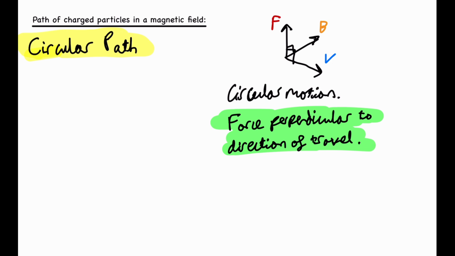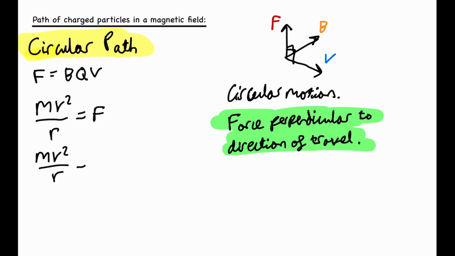Now, because F = BQV, we can see that the force is independent of the mass of the particle. However, if we equate this to the force of circular motion, because this is the force providing circular motion, we can use mv squared over r, which is the equation for the force in circular motion. If we equate these two, because it's the same force, the force of the magnetic field holding the particle in circular motion, we're going to get mv squared over r = BQV.